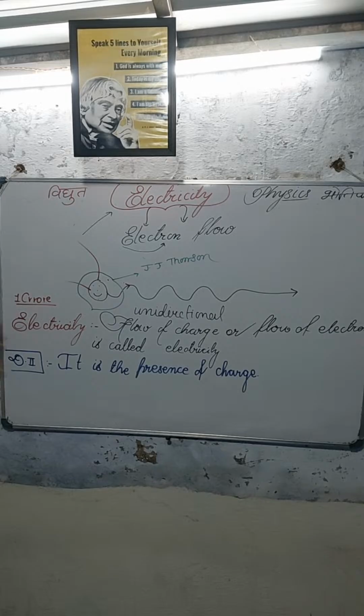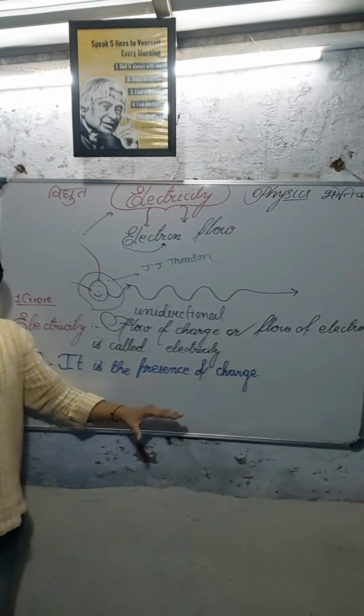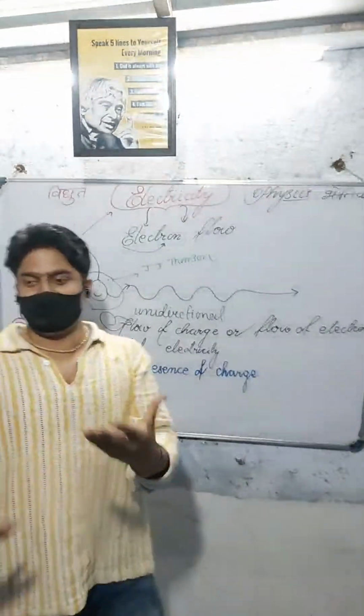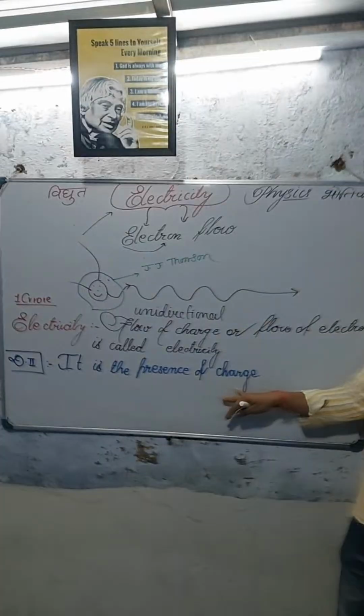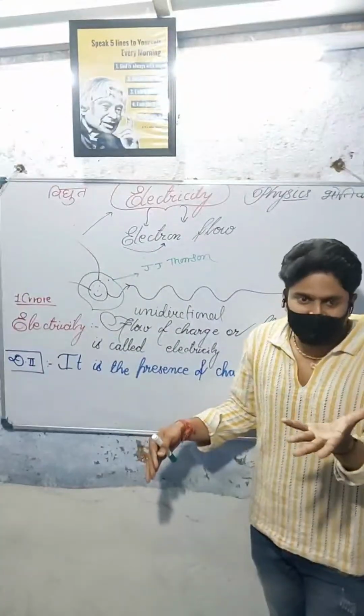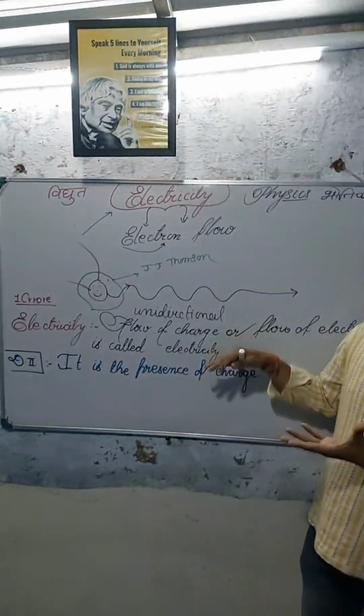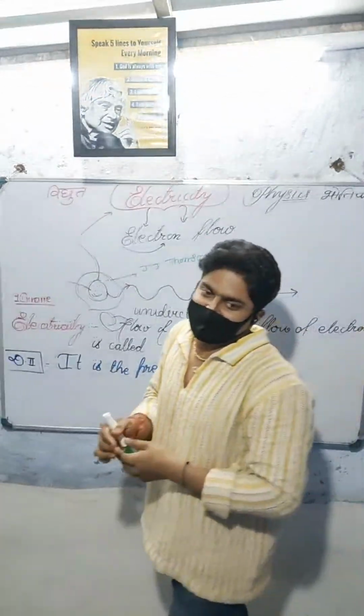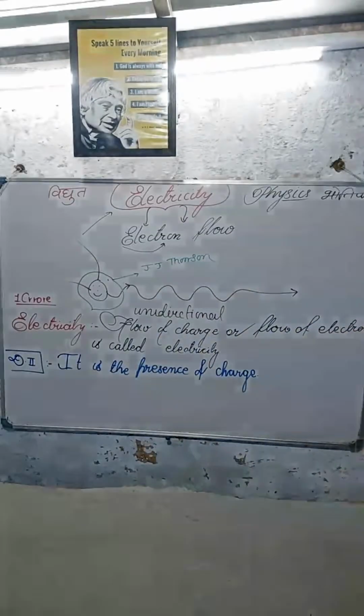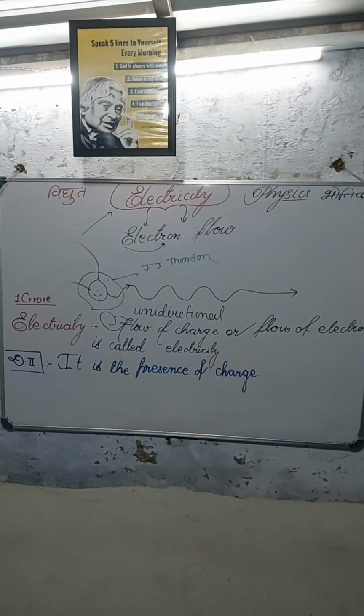Another definition, another perspective. Electricity is the presence of charge. What is the presence of charge? Electricity. You can experience the current. Current is not visible. The effect is visible.